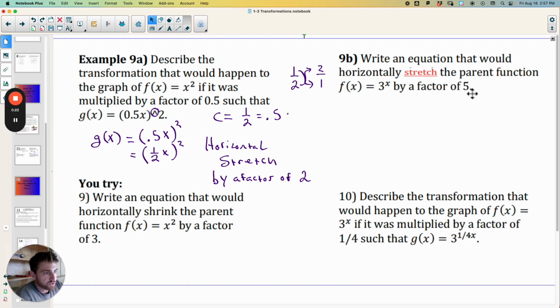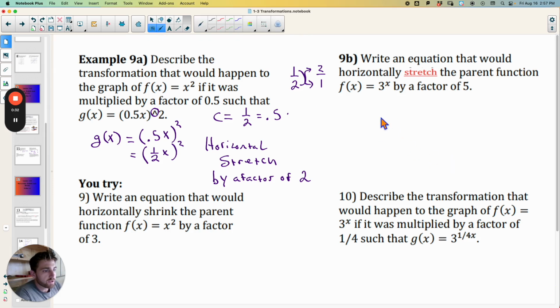So this one says write an equation that would horizontally stretch the parent function by 5. Let me get my pen here. Okay, so with this one, I'm going to go ahead and start by writing g of x because our new function is going to be a different function from f of x. And we're going to start with our base being 3. And in the parentheses, up top here, we're going to have x, and in front of x, we're not going to put a 5 because this is a horizontal stretch.